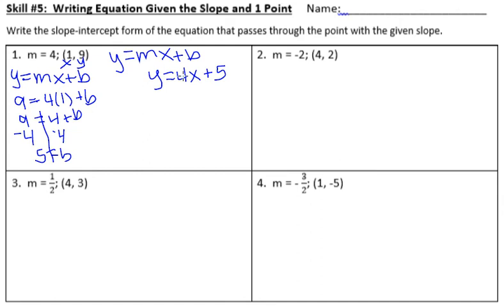Then I can go back to my ordered pair and make sure that it works. I know that if I have 4 and I multiply it by my x value, 1, and I add 5, I'm supposed to get 9. Well, 4 times 1 is 4, and 4 plus 5 is 9. So my ordered pair works in my equation.